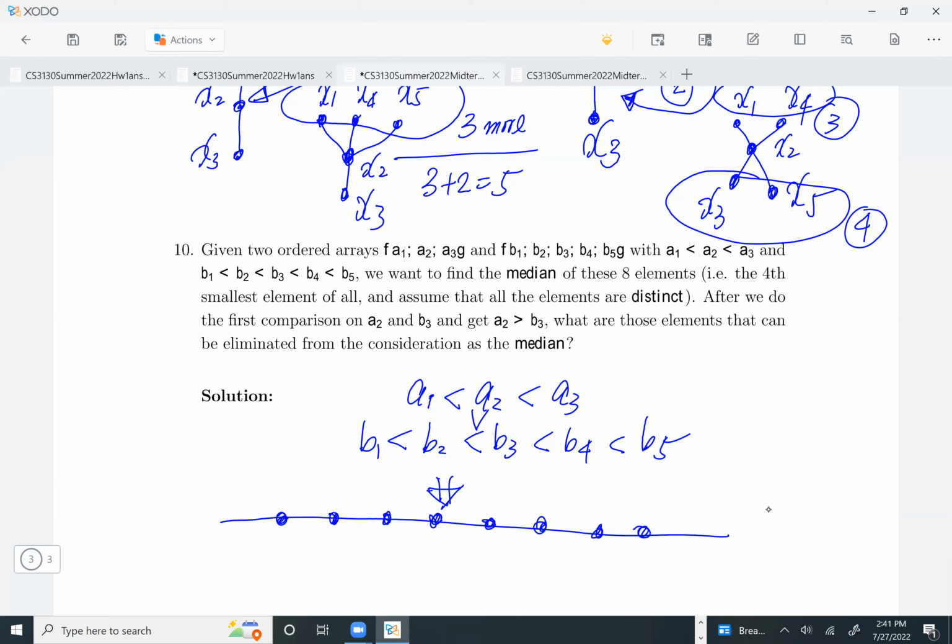Now, when you try to eliminate the elements that cannot be the median, you need to look from 2 ends. Some students only look from one side. Then you miss a lot of information. Here we look from 2 sides. Here we do the elimination.